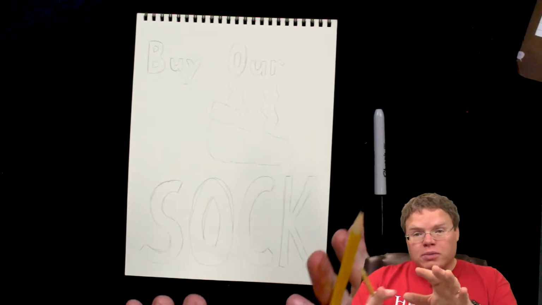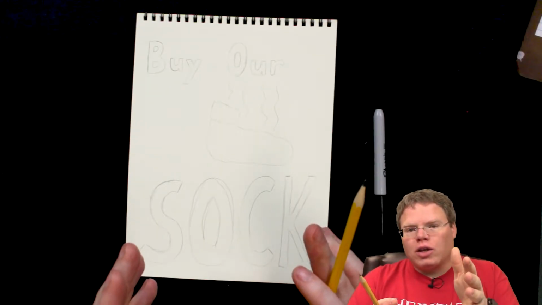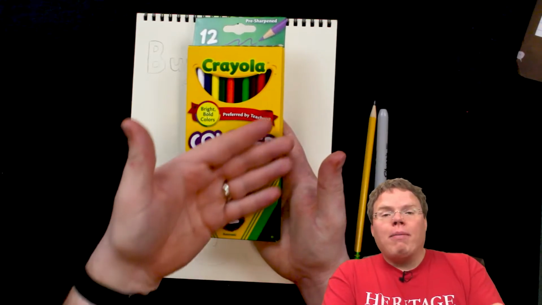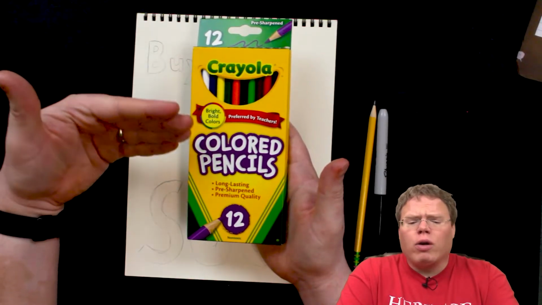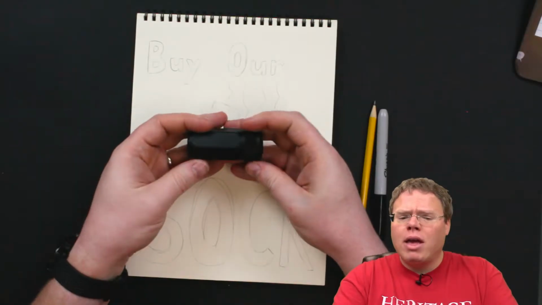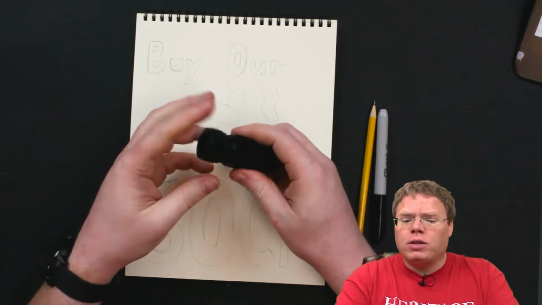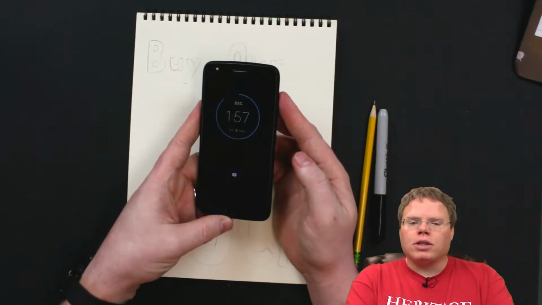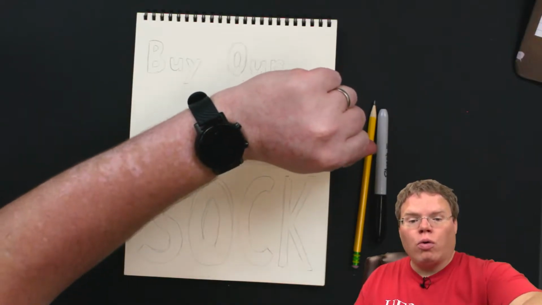What you should do is pick a product, something that either you want to buy or that you own and you think other people would want to buy. Maybe I want to make a Crayola advertisement and convince people to buy Crayola colored pencils. Maybe I want a Blackwing advertisement and I want to convince people to buy Blackwing pencil sharpeners. Maybe I want to make a Motorola advertisement and try to convince people to buy phones or watches.